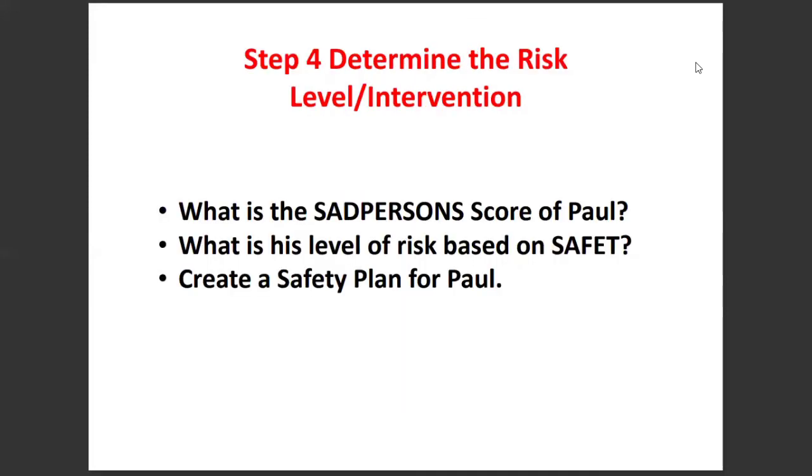So the SAD PERSONS score of Paul might be around 7 to 10, which means based on the data given, the client is highly suicidal. So hospitalization with close observation is really required for the patient. As for the level of risk based on safety, because the patient has higher identified risk factors, which outweigh the identified protective factors, the client is at higher severity risk.